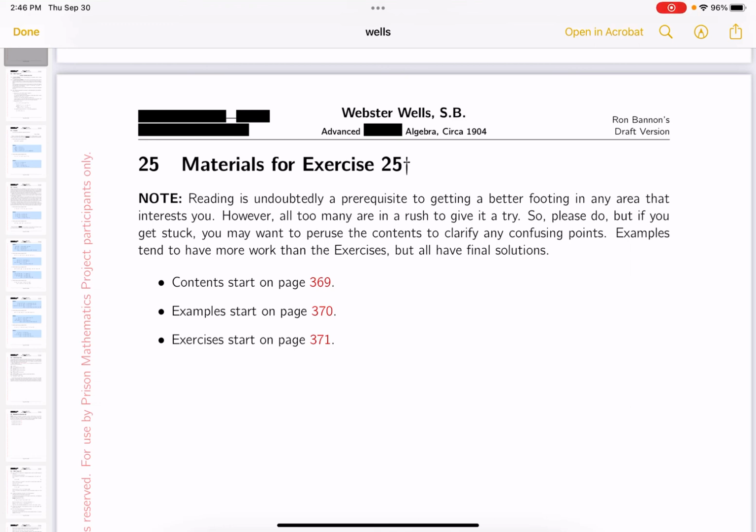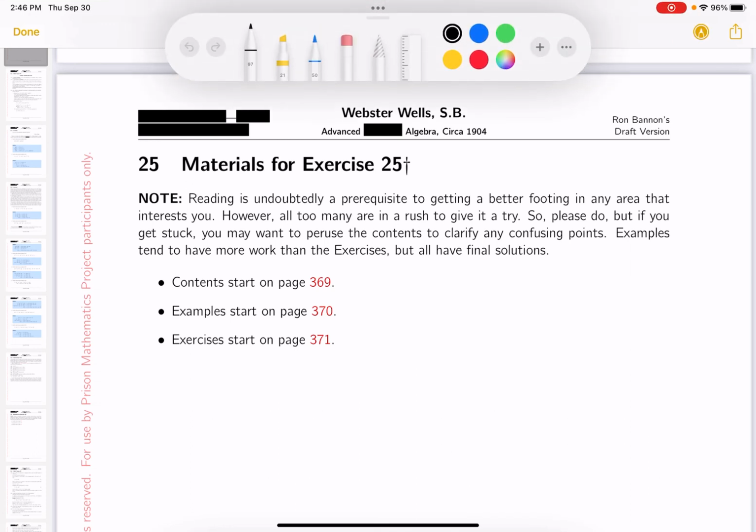Okay, we're in section 25 of the notes now, and let's just review. I realize there's a lot of repetition, at least in the beginning of these things, but each section's different. They're related. Certainly you need to know the past sections before you can go forward. But again, my name is Ron Bannon. This is the draft version of my adaptation of Webster Wells' Advanced Algebra course that's circa 1904.